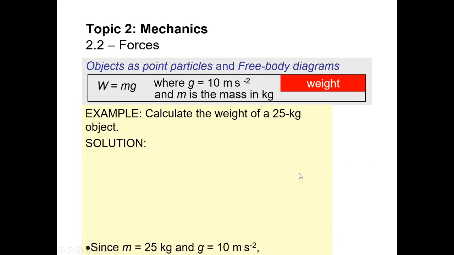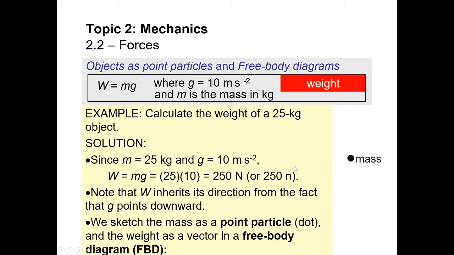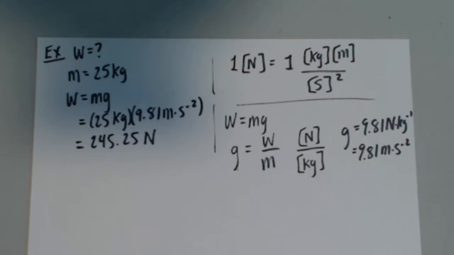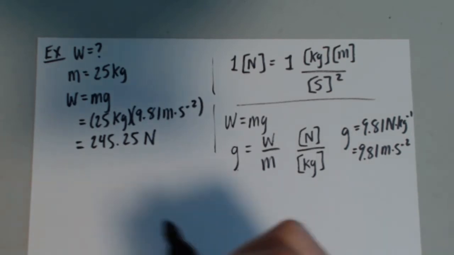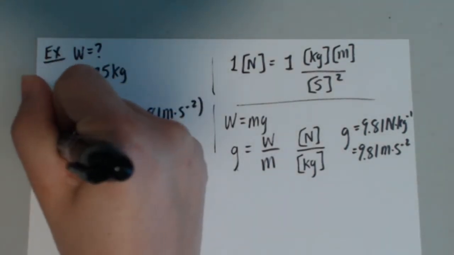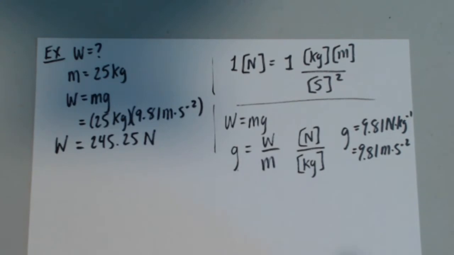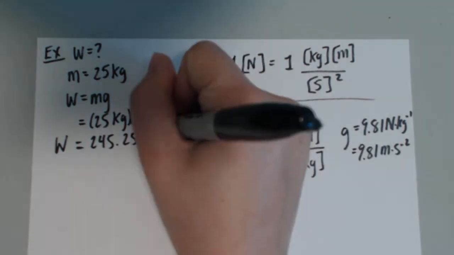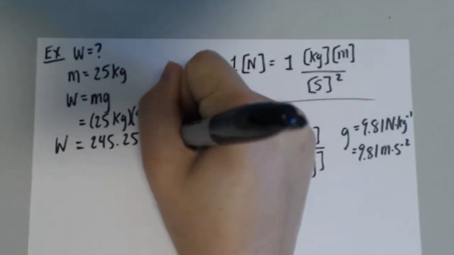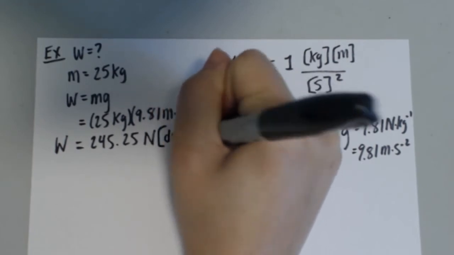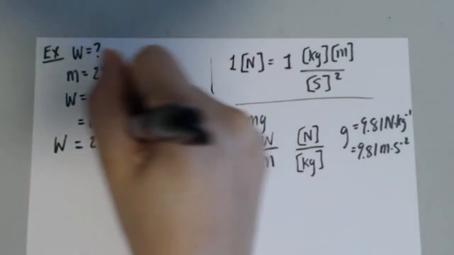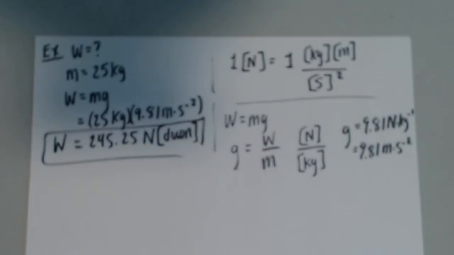Okay, back to the slides. So we did this example. Now we figured out the magnitude. We have to figure out the direction as well. Actually, let me go back to the page here for a moment. So we have 245.25 newtons. With a lot of problems, it'll be easier to give a specific direction, but for this one, it's not exactly clear because the problem is very general. So what we're going to do is we're just going to say down. Okay, down, or you can say towards the center of the earth. Either of those is fine.